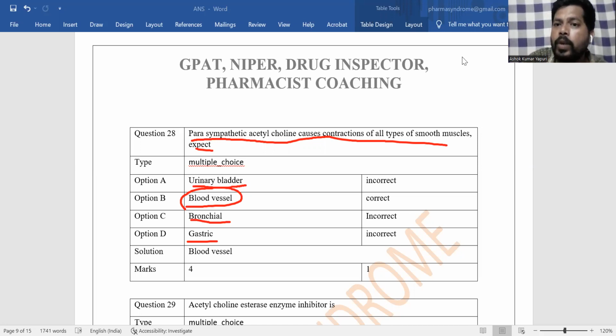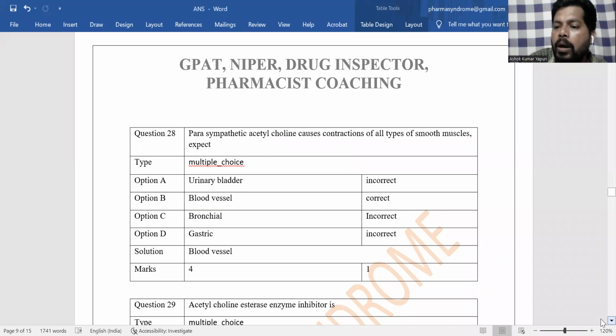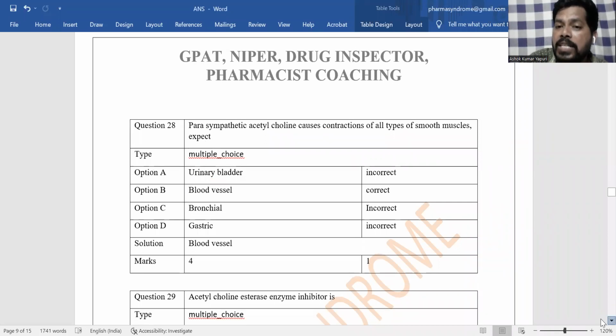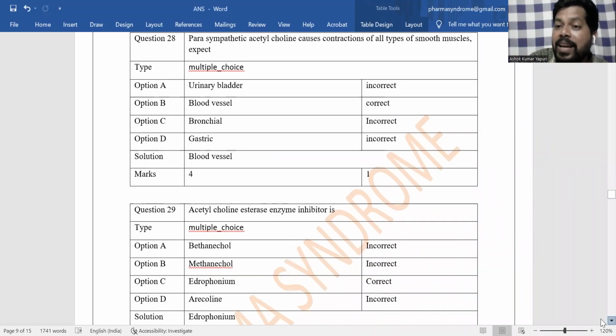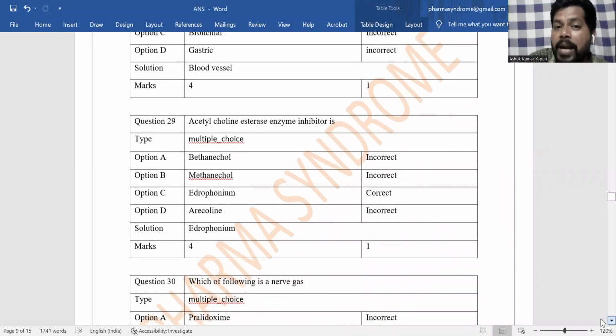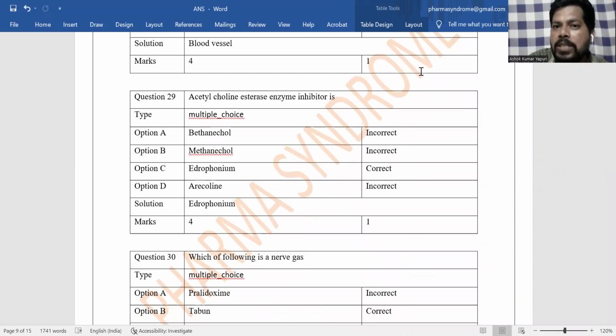And when coming to the sympathetic nervous system, all smooth muscle shows dilation. The exception is blood vessels. On the blood vessels, the sympathetic nervous system, noradrenaline, causes vasoconstriction and increases blood pressure.